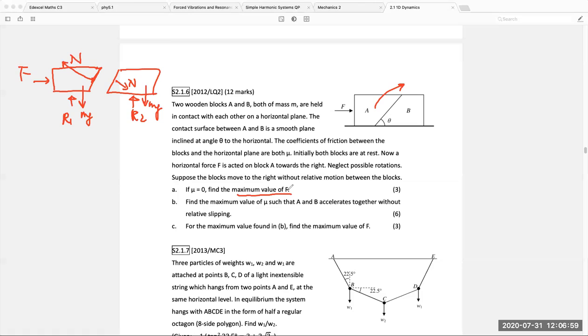That means if the F is greater than this value, then it will slide over B. So that means that right now, if the F is maximum, then R1 will tend to 0. Or you just consider R1 to be 0. Because when it lies over B, then A is not touching the table. Then there's no normal reaction acting on A by the table.